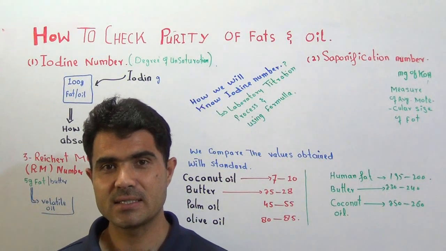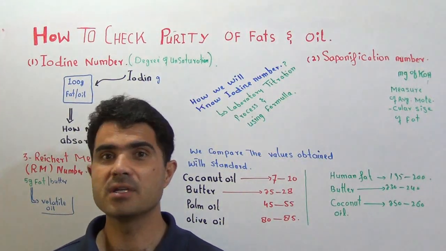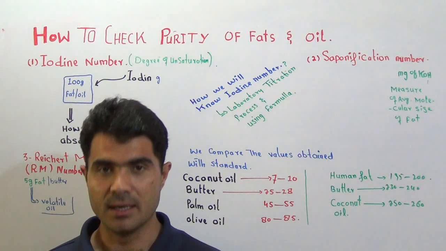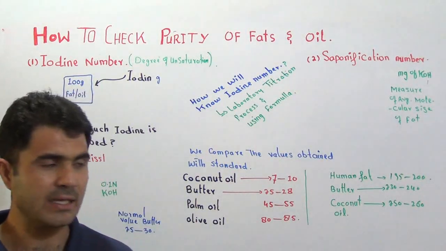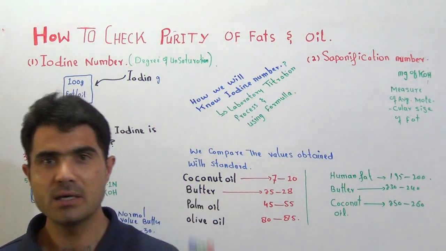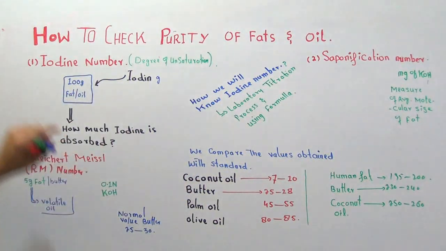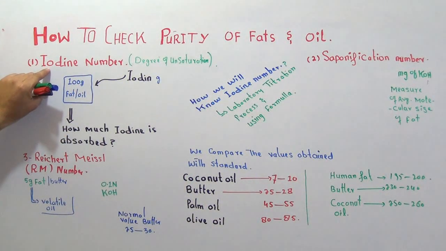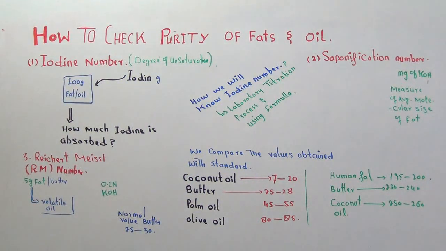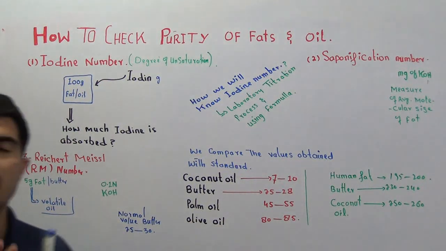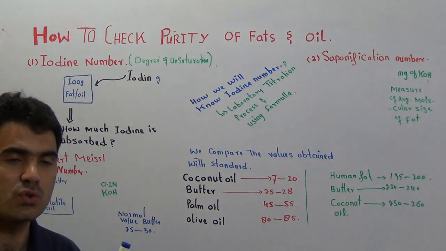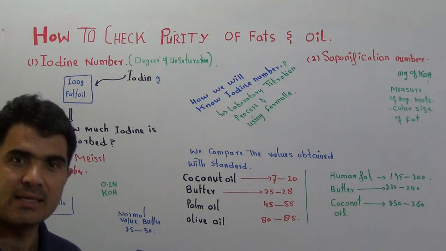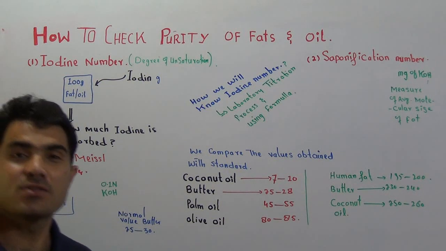The first test is the iodine number. We will discuss them all in detail, but one by one. The first one is the iodine number. Actually, this number is used to test the degree of unsaturation.